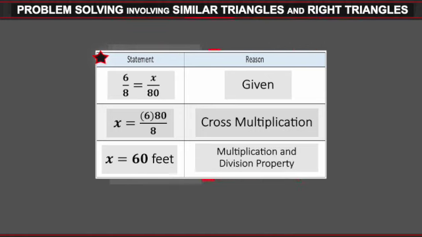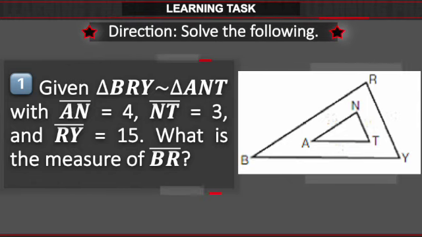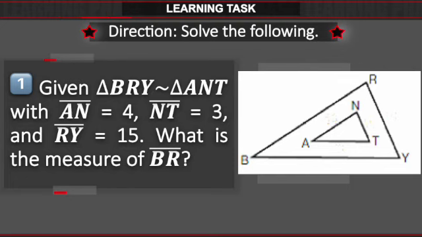Next example. Okay, this one is a learning task. Let's try to solve it. I will give you time to do this one. There are only two. The first one: given triangle BRY is similar to triangle ANT with AN equals 4, NT equals 3, and RY equals 15. What is the measure of line segment BR?